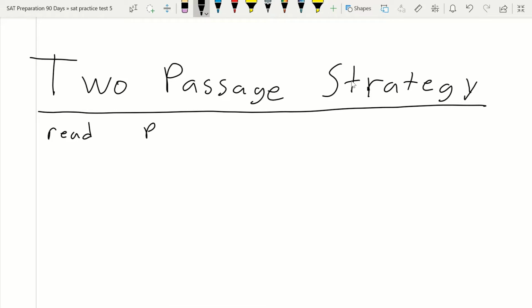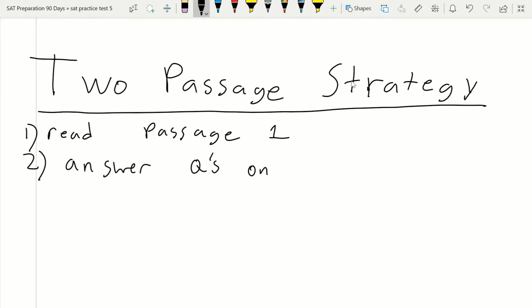So I'll write read passage 1. That's the first thing I'm going to do. Next thing is I'm going to answer the questions that are only about passage 1. So I'm going to write answer the questions on passage 1, so on P1 for passage 1. After I answer the questions on passage 1, I'll reach a point where it asks me something about passage 2. Once I reach that first question asking me about passage 2, I don't answer it quite yet. I go and read passage 2.